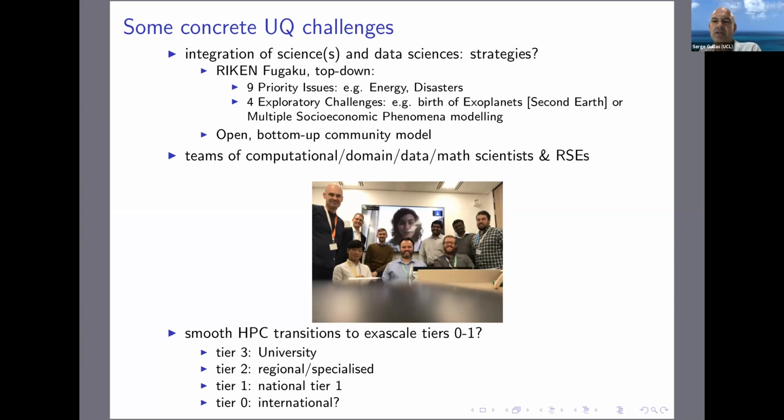and 0 that may be at the exascale. So these are my 3 slides for today. But obviously, the speakers will have much more to say and much more concrete ideas.